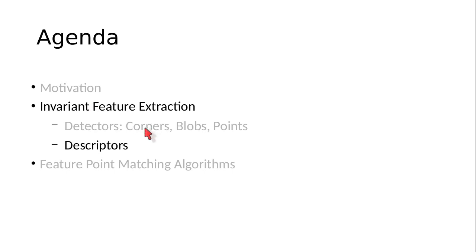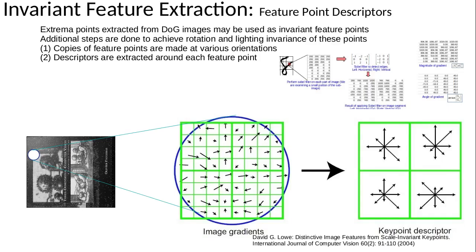Now that we have discussed detectors, which identify corners, blobs, and points, let's discuss descriptors, which describe the image region around these points, or corners and blobs. We have already discussed that extrema points extracted from difference of Gaussian images can be used as invariant feature points in an image. For example, in this input image, there are several tiny dots, and these are your extrema points.